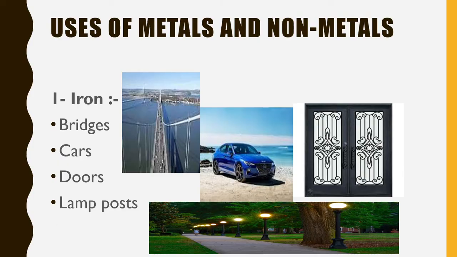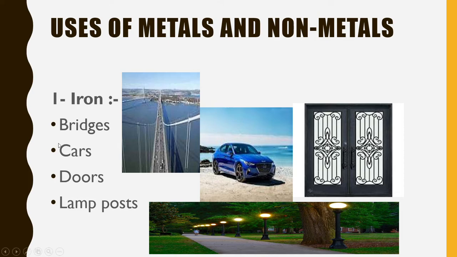We will talk about some uses of metals and non-metals. We use metals and non-metals in our daily life. Let's start with the iron. The iron is a very strong metal that we use to make strong objects like bridges. We need to make bridges with the iron because the iron is very hard and very strong. It can hold the cars without any problems.